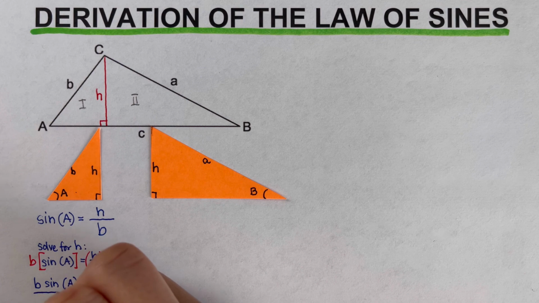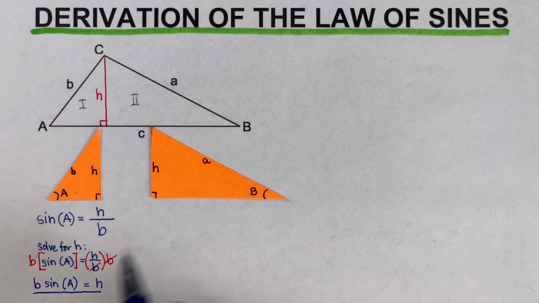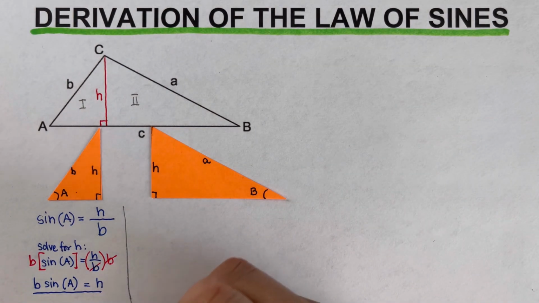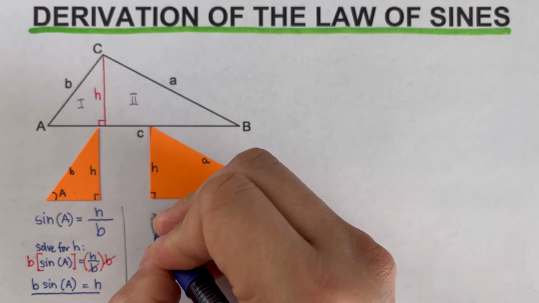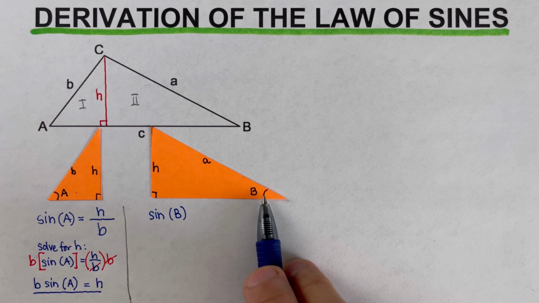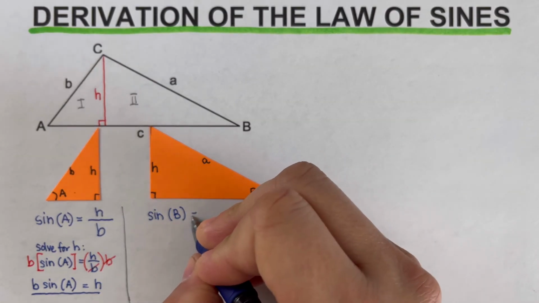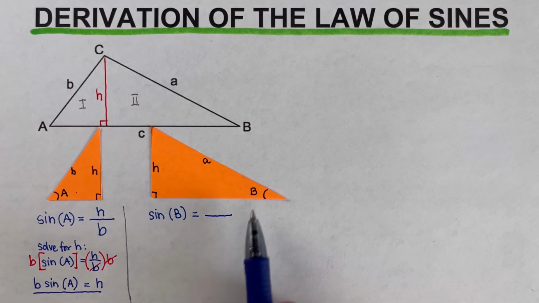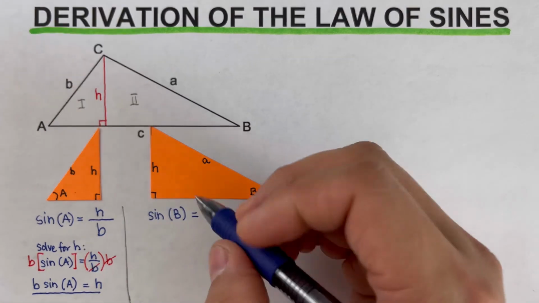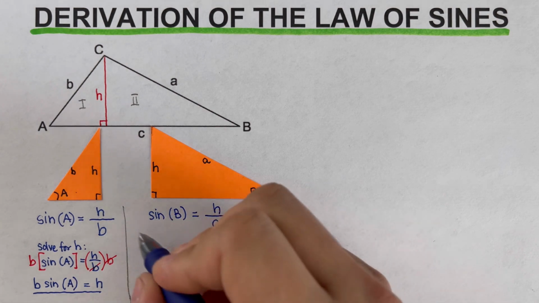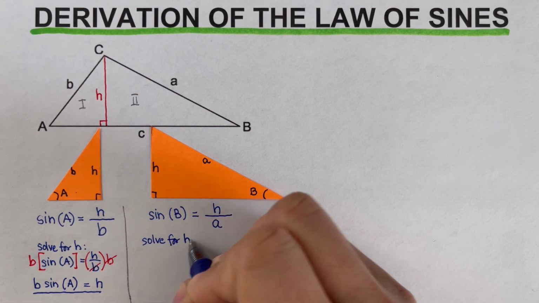Now we are going to solve for sine B. It's pretty much the same thing. We are going to use SOHCAHTOA. So I write sine of angle B. Again, we're looking at angle B right here, which is in the second triangle on the right. We are using SOHCAHTOA, so that's SOH, opposite over hypotenuse. The opposite of B is H, and the hypotenuse is side A. So we are going to solve for H.